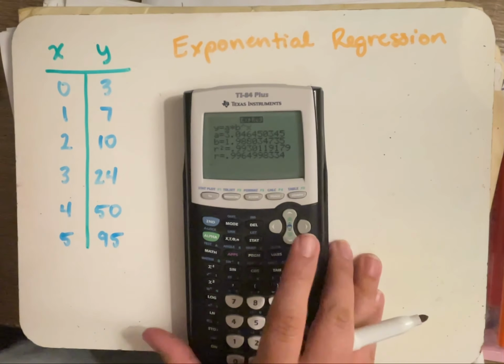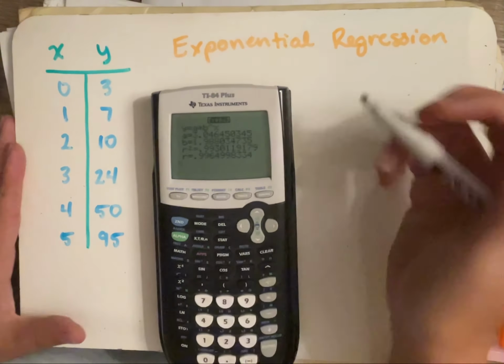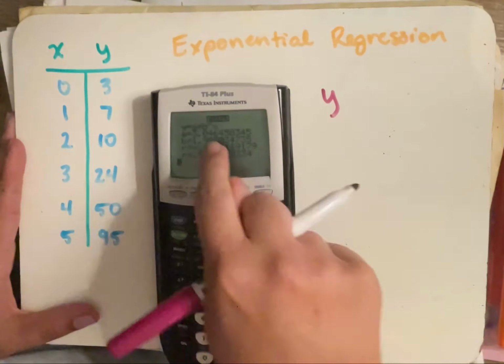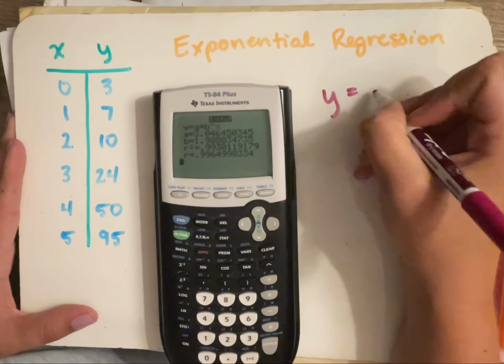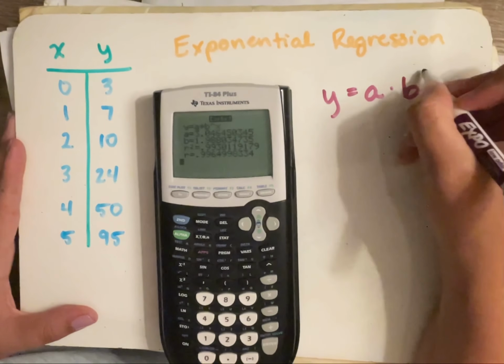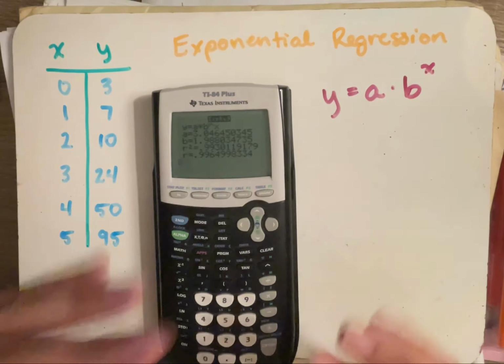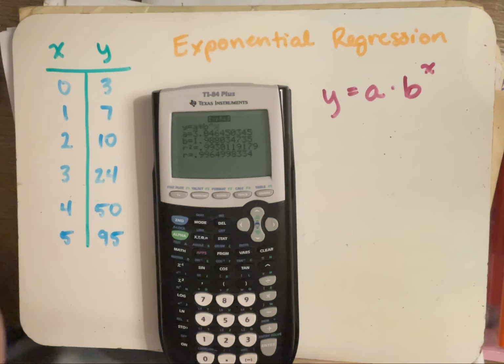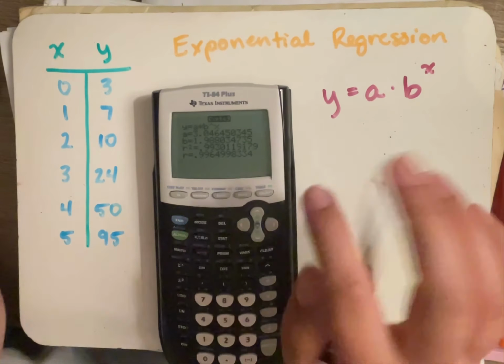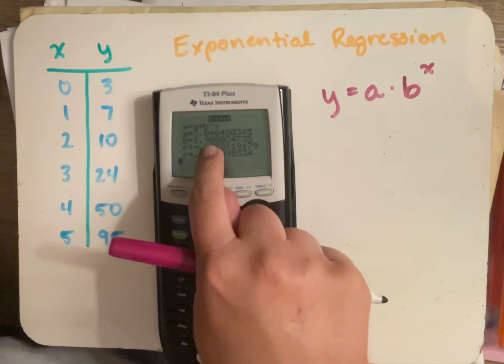Okay, so it gives the regression to us in the format, and it says this here, y equals a times b to the x, which is kind of our general format for an exponential equation, and then it gives you values for a and b.